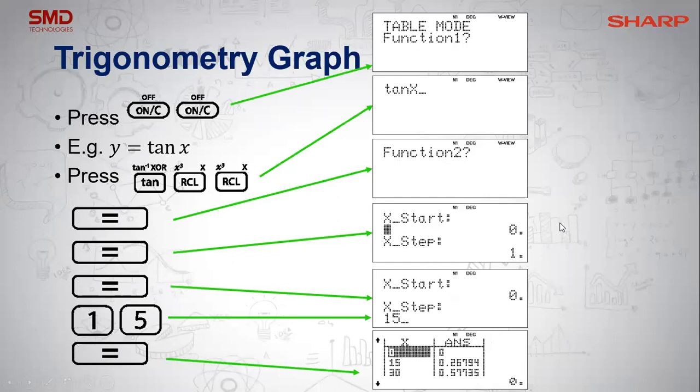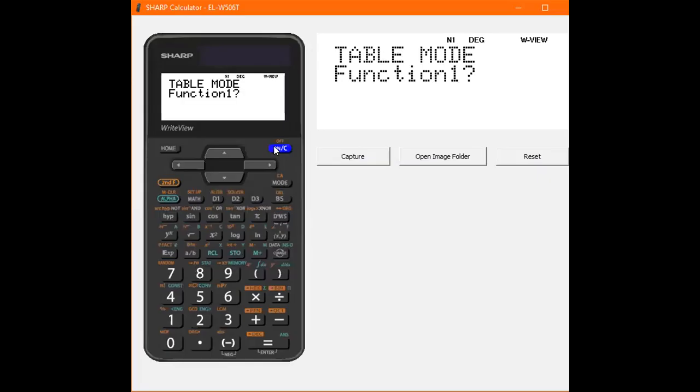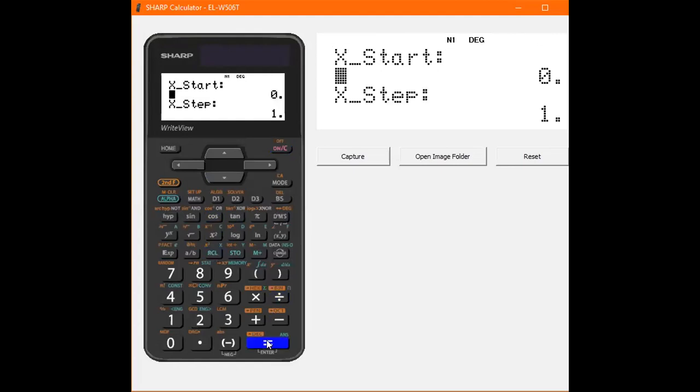Okay, then let's talk trigonometry graphs because those are also fun to watch and look at. So with the trig graph, if you want to clear the function, just press on twice. If you want to go back to it and edit it, just press on once. Okay, so let's do a tan graph. We can say tan and then press RCL twice for x, press equals, leave function 2 for now.